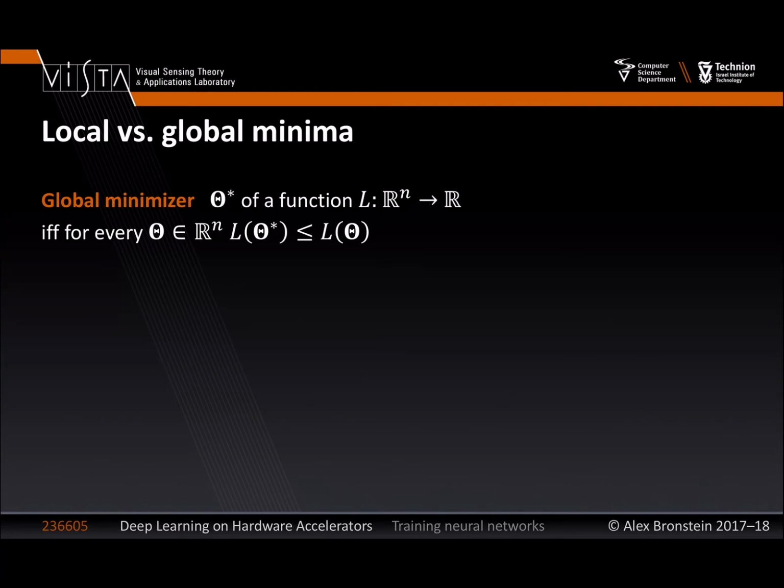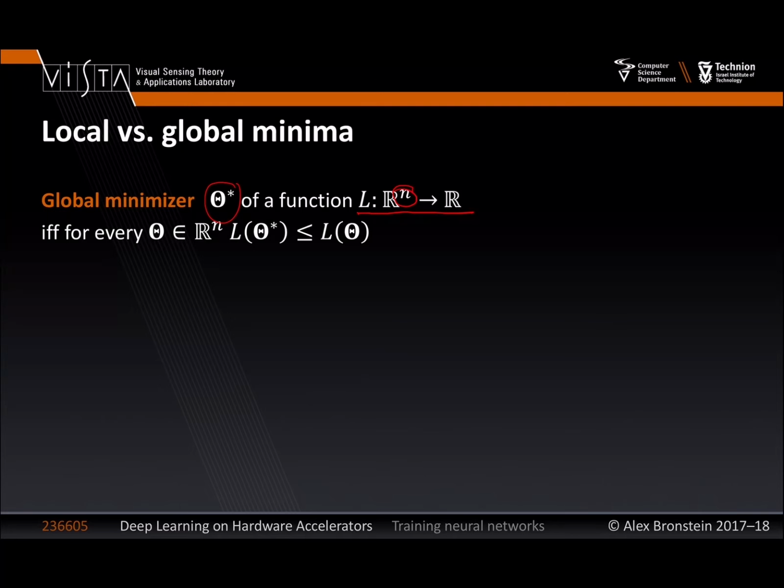So again, we have a function from R^n to R. I'm calling by n the total number of parameters in my model, and in neural networks, it can be really millions or tens of millions. And I would like to find the minimizer of this function.